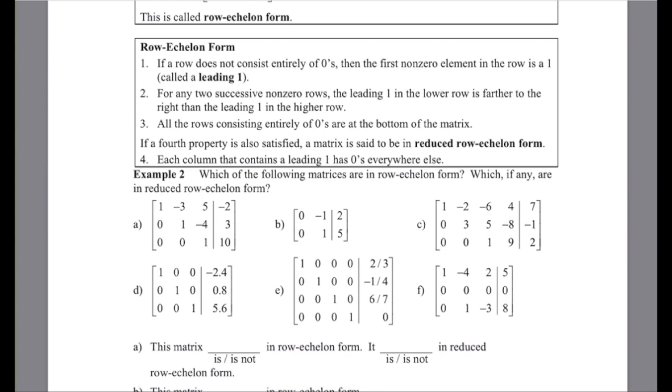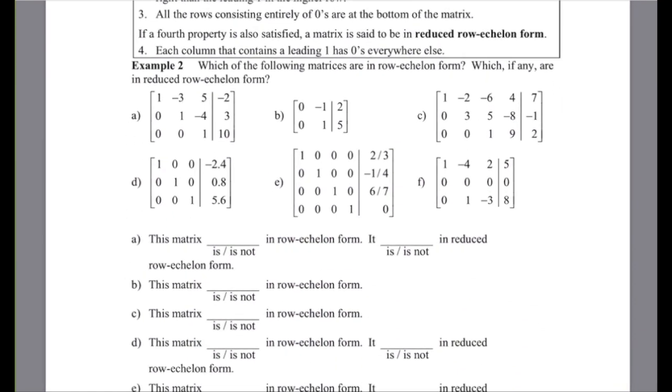Which of the following matrices are in row echelon form? Which, if any, are in reduced row echelon form? Let's start looking at 1A, or part A. Notice that my diagonals are all 1s, and everywhere else to the left of it are zeros. So this is in row echelon form. However, it is not in reduced row echelon form, because the negative 3, 5, and negative 4 would also need to be zeros.